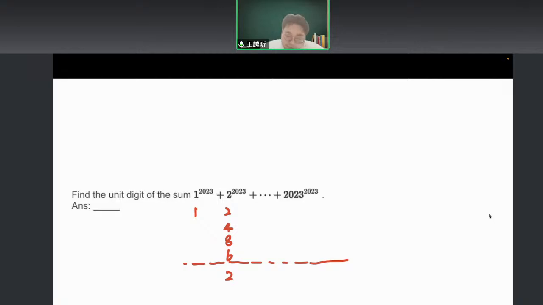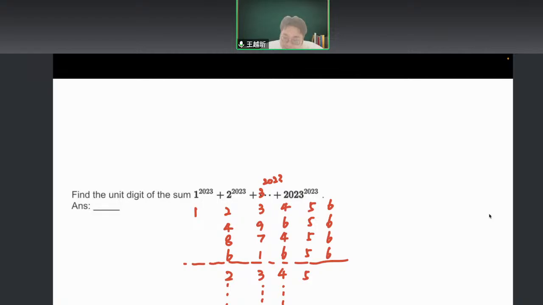Okay, let's try 3 to the 2023. So the first one is 3, 9, 7, 1, and 3. How about 4? 4 will be 4, 6, 4, 6, 4. Okay, maybe you need to find out 5. About 5 is 5, 5, 5, 5, 5. And about 6, 6, 6, 6, 6, 6. And about 7, it will be 7, 9, 3, 1, and 7.